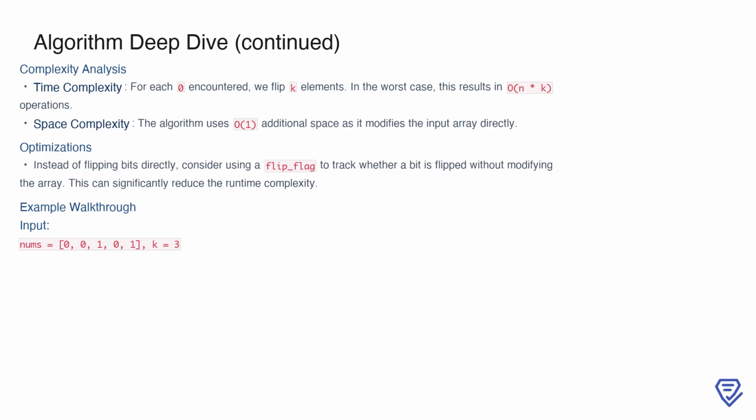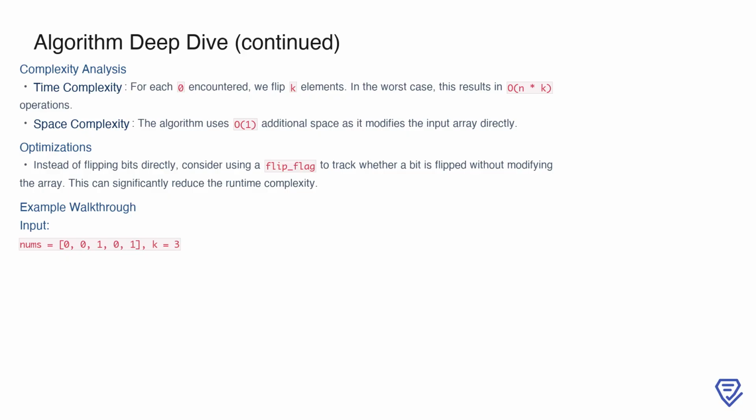Now, let's analyze the complexity of this brute force approach. The time complexity is driven by the flipping process. For each 0 encountered, we flip k elements. In the worst case, this results in O(n * k) operations, which can become computationally expensive for large arrays and large values of k. The space complexity, on the other hand, is O(1), since we modify the input array directly without using additional data structures.